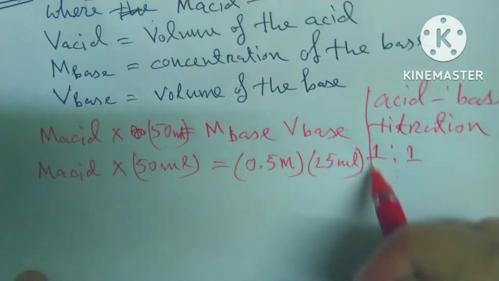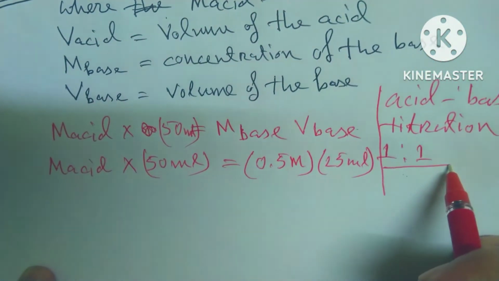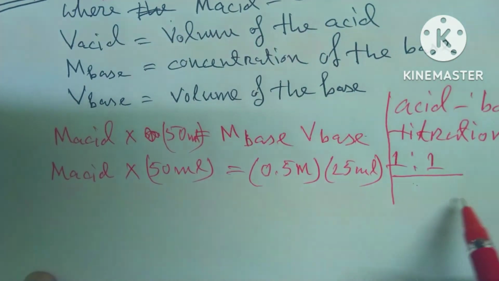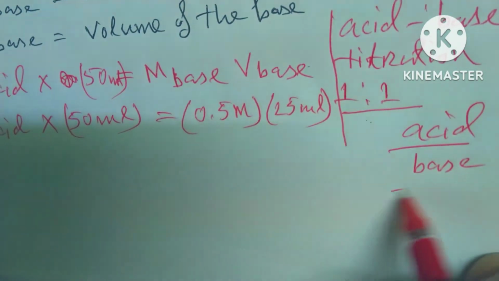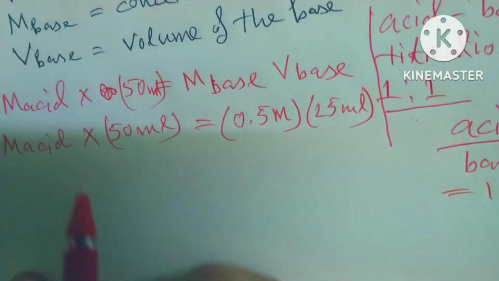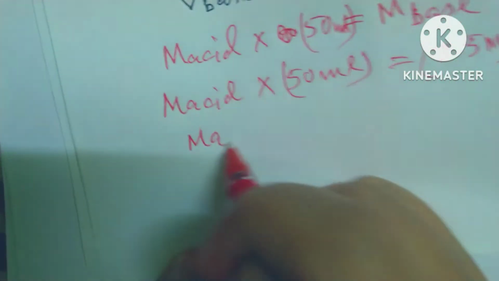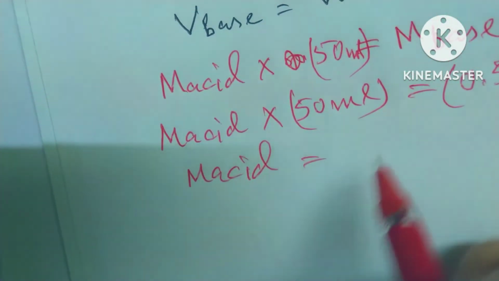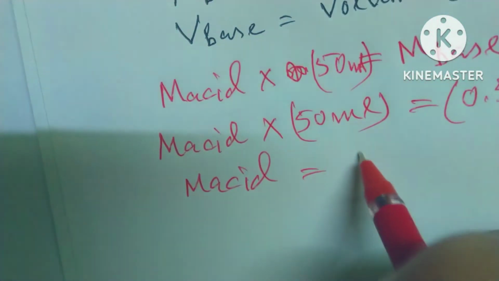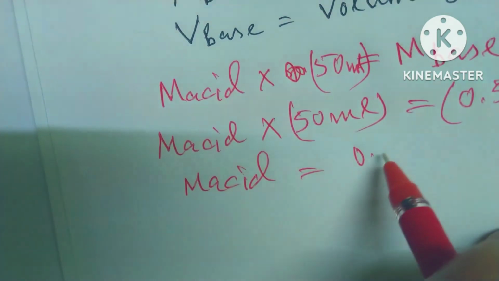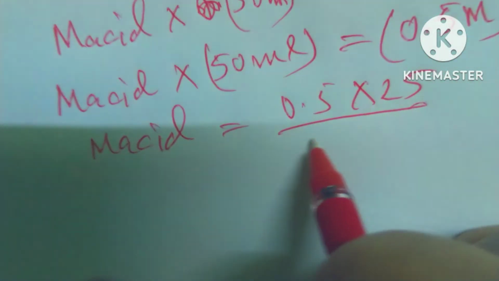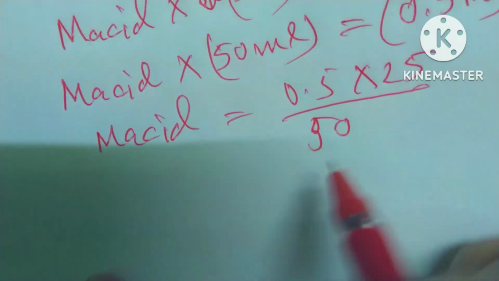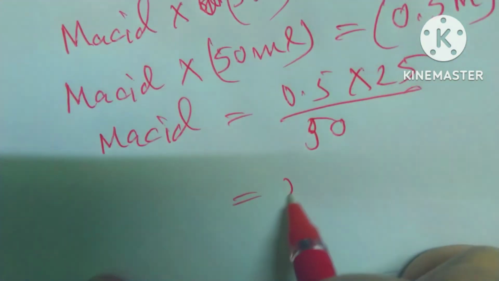This is the acid base reaction titration, and the ratio between acid and base is 1:1. So M acid equals 0.5 into 25 divided by 50, which equals 0.25 mole.